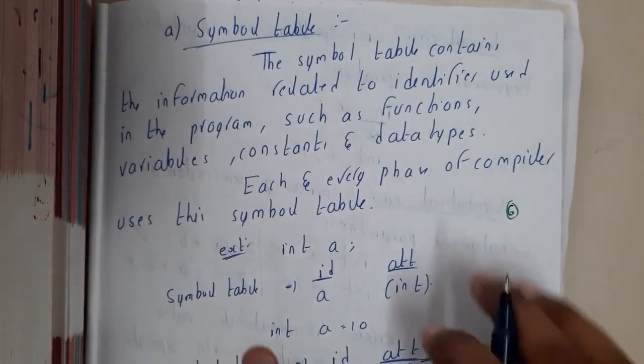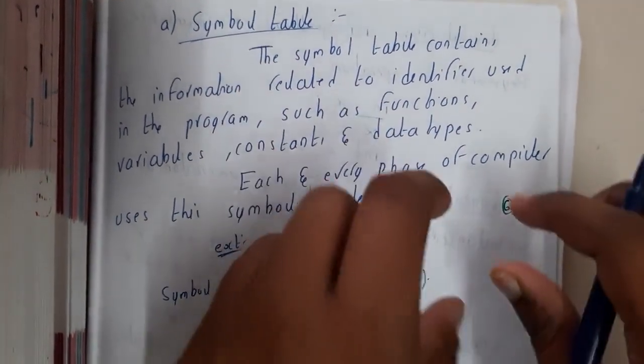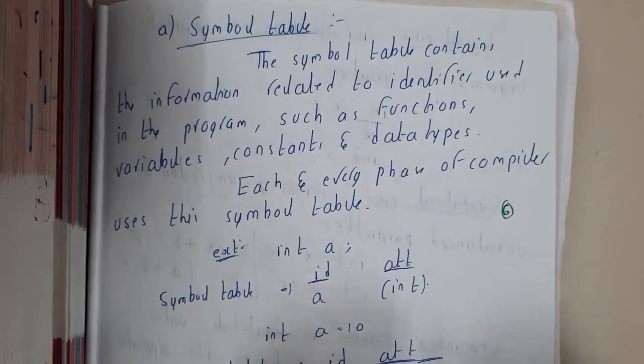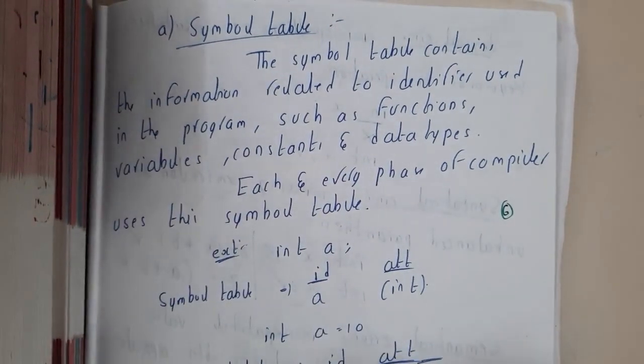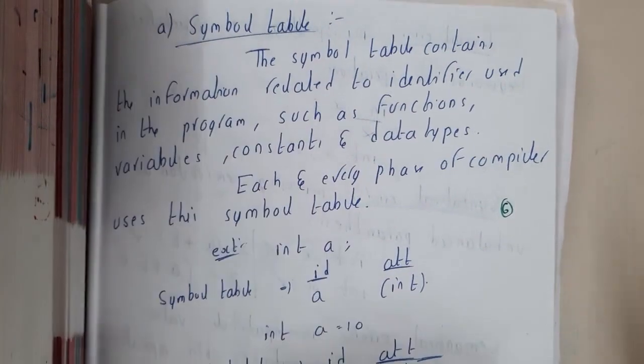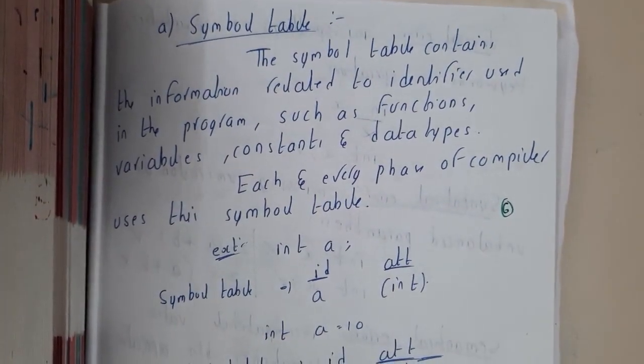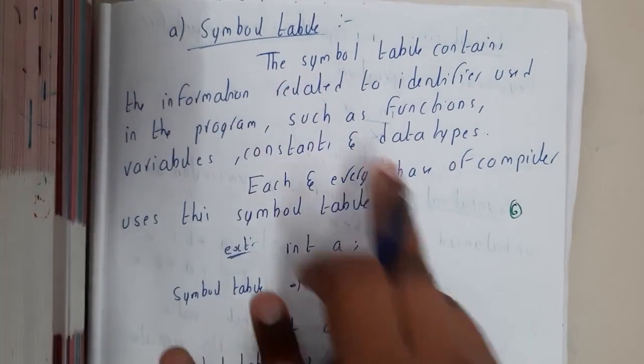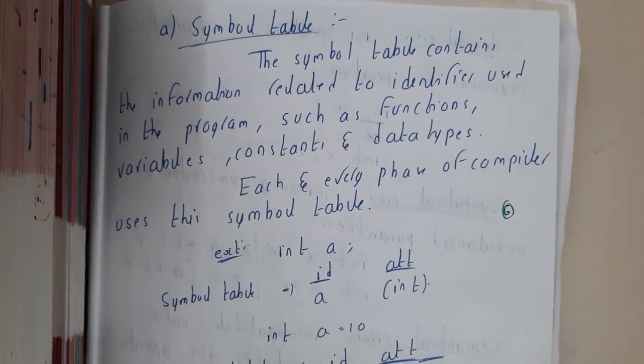Along with these 6 phases, we have 2 different tables or 2 different things which are directly connected to each and every phase of compiler, right? So the first thing is the symbol table and the other is the error handler, guys.